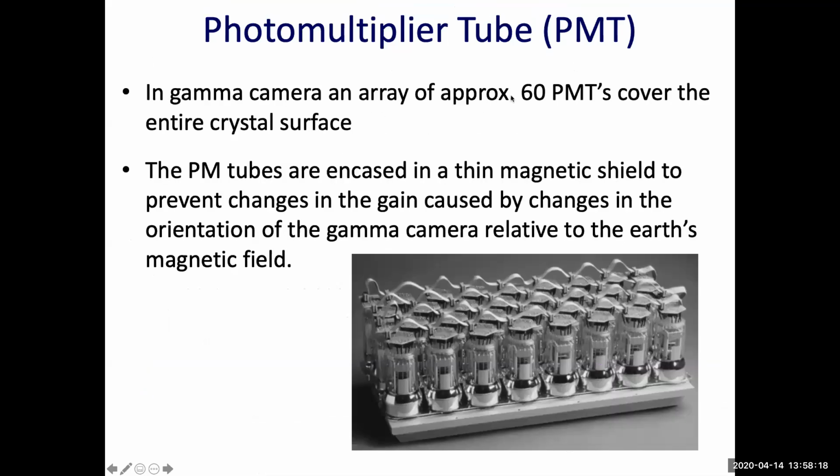In a gamma camera, an array of approximately 60 photomultiplier tubes covers the entire crystal. The PM tubes are encased in a thin magnetic shield to prevent changes in gain, because the gamma head is rotating around the patient and going in different directions. We don't want the Earth's magnetic field to affect the orientation of the PMT or its movement, which will change the gain of the PMT. So that's why it's covered with a magnetic shield to avoid this effect. This figure shows a rectangular gamma camera detector with the cover removed, just to show the photomultiplier tubes mounted on the sodium iodide crystal.